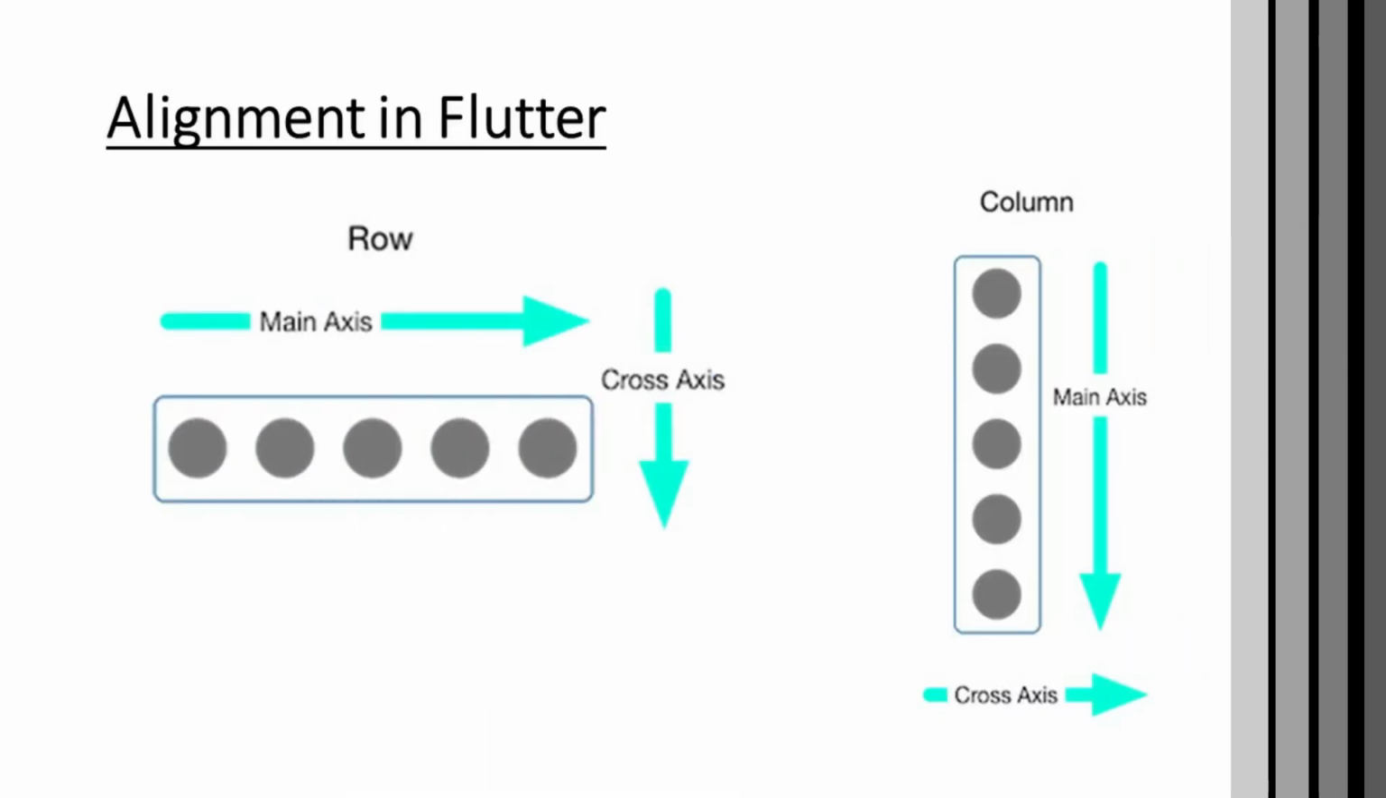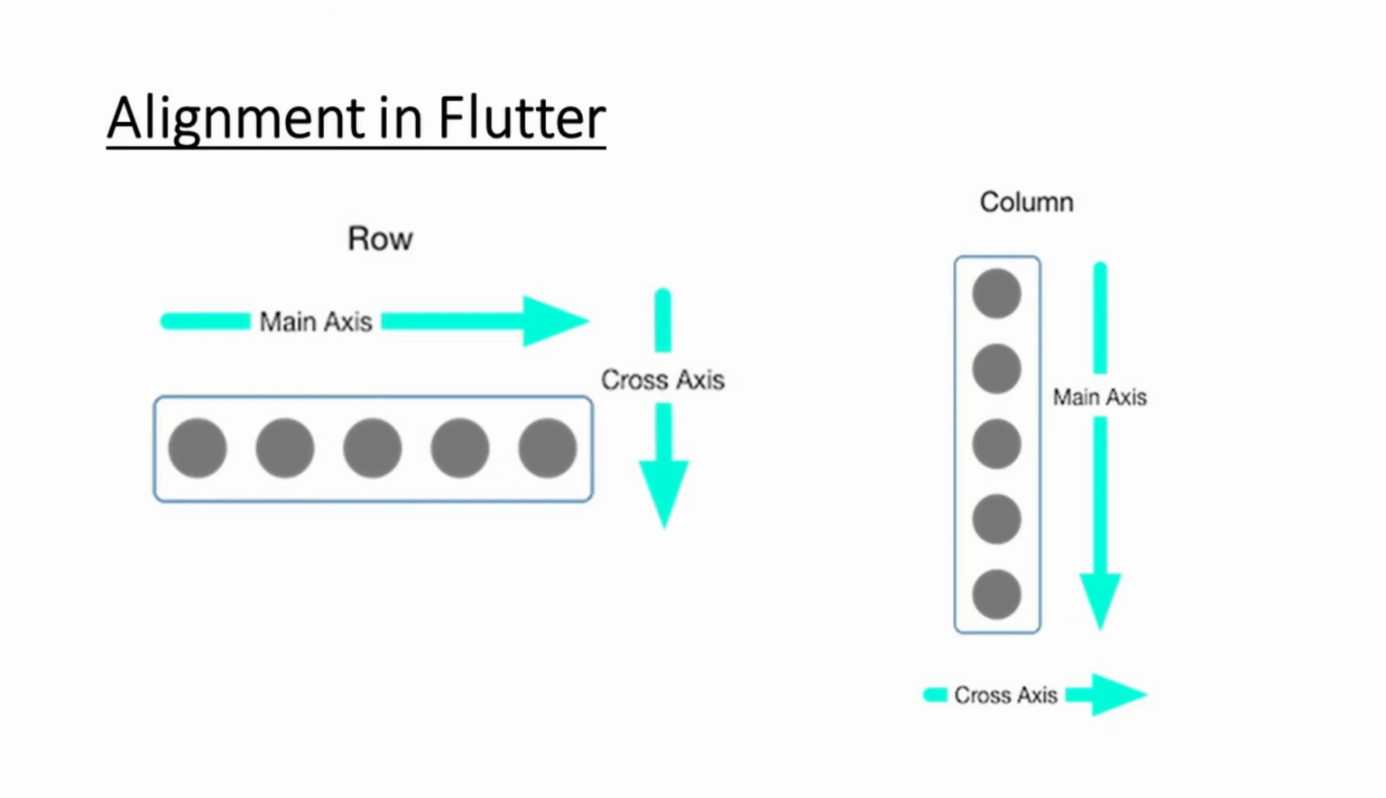You can also learn what the main axis alignment is and what the cross axis alignment is. For the row widget, the main axis alignment is on the x-axis, and for the column widget, the main axis alignment is on the y-axis. Similarly, for the row widget, the cross-axis alignment is on the y-axis, and for the column widget, the cross-axis alignment is on the x-axis. So this is the difference between these two alignments, main axis alignment and cross-axis alignment.